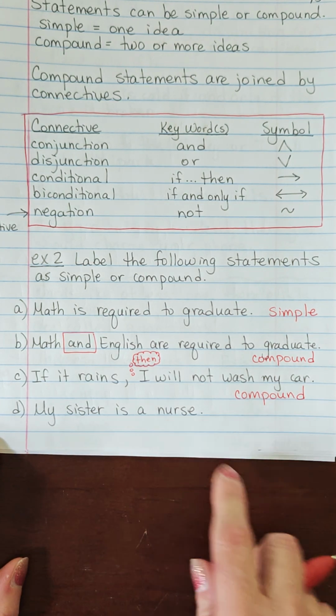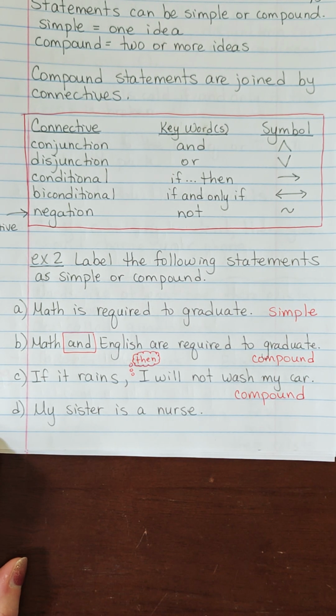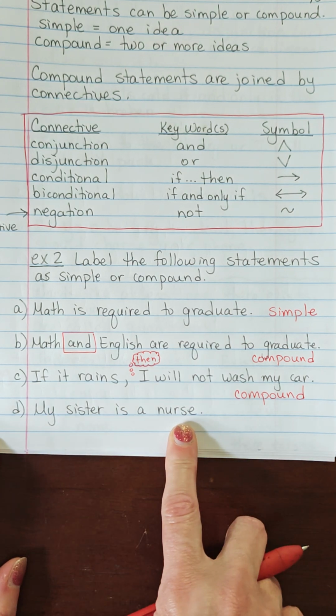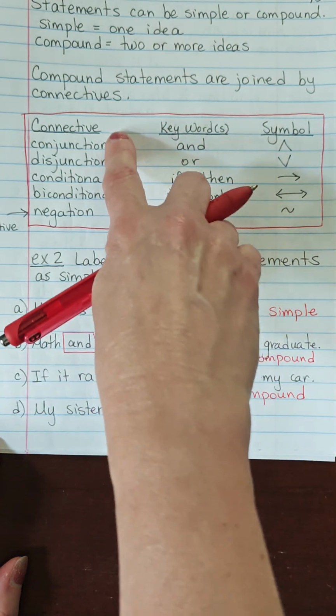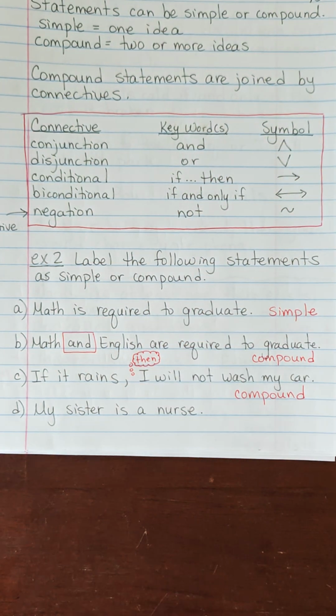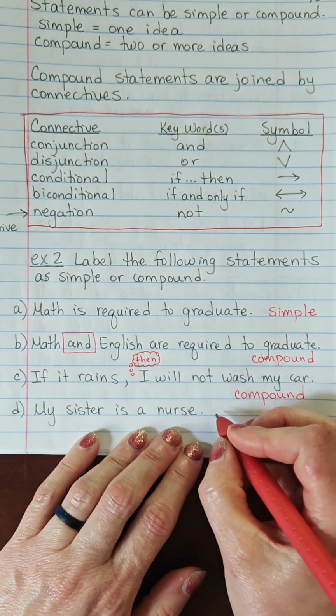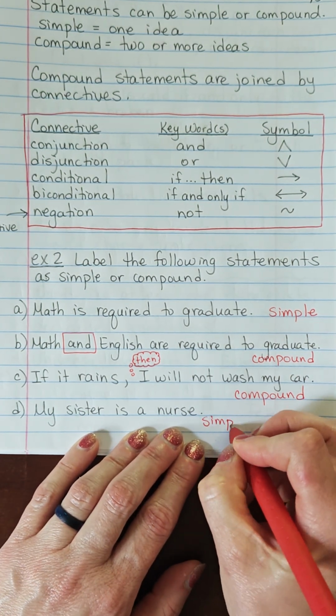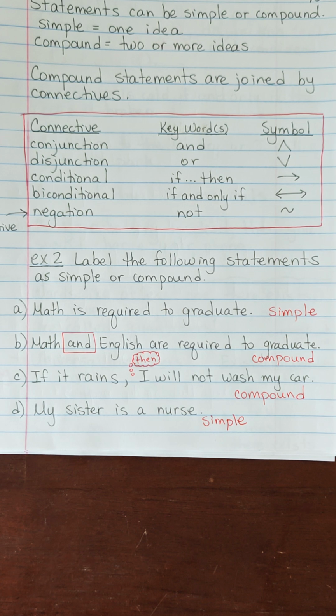All right, lastly, my sister is a nurse. This is a simple statement. There's none of these connectives being used. You can look for these keywords here: and, or, if-then, if and only if kind of statements. So that one is a simple statement.